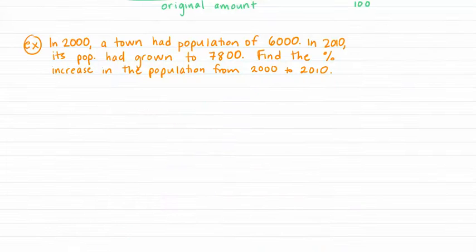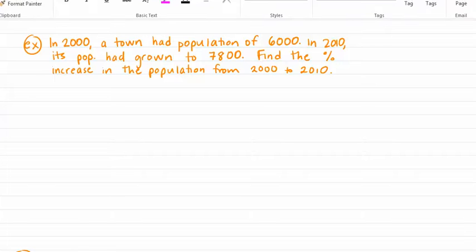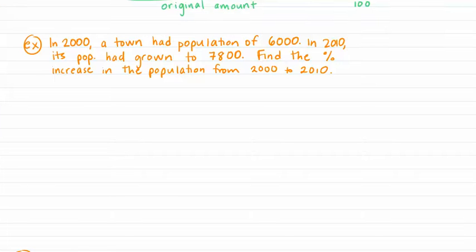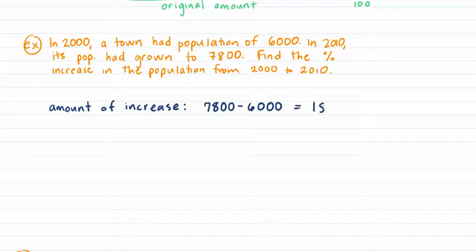Okay, so an example. In 2000, a town had a population of 6,000. In 2010, its population had grown to 7,800. Find the percent increase in the population from 2000 to 2010. So our first step is to find the amount, in this case, of increase. And remember that first step just says take the larger number and subtract the smaller number from it. Okay, so that was step 1.